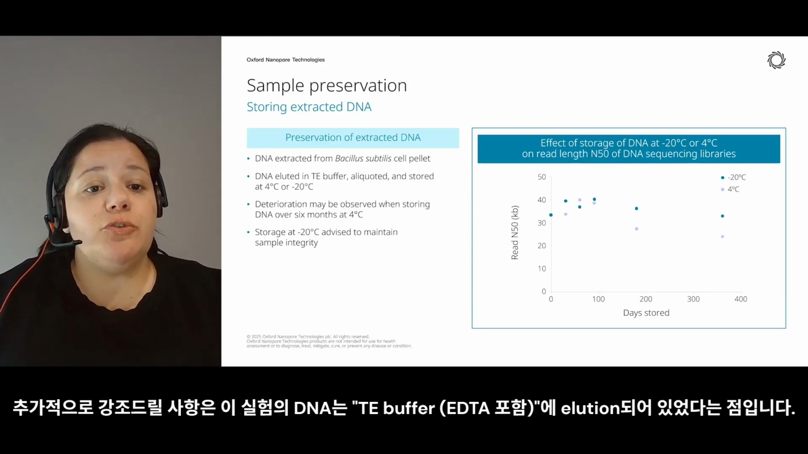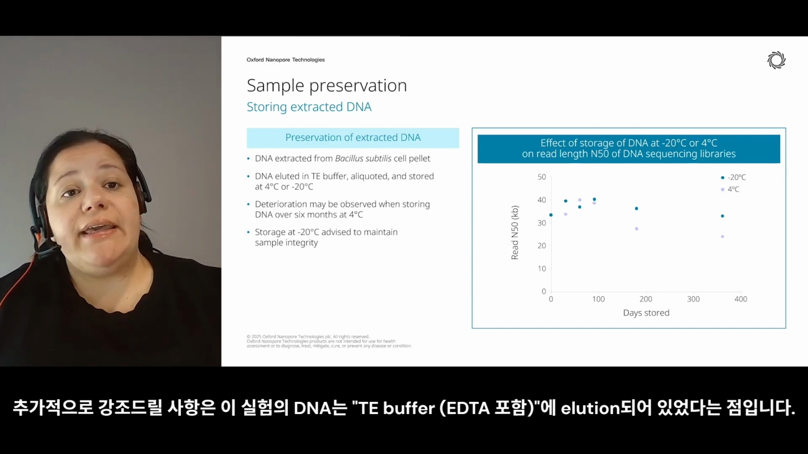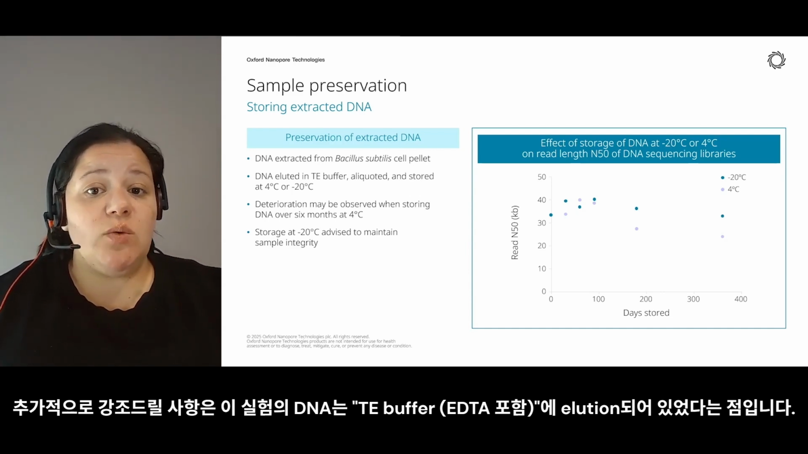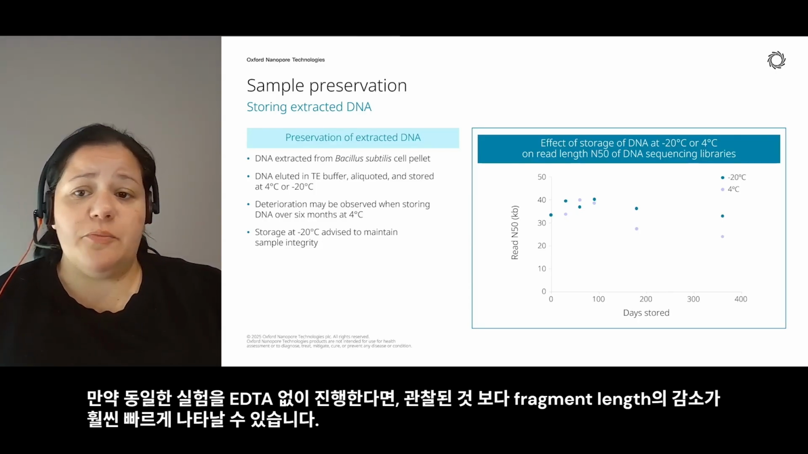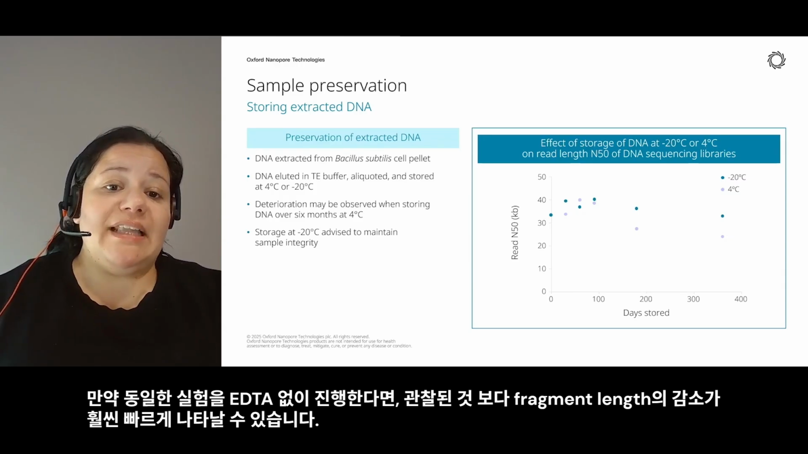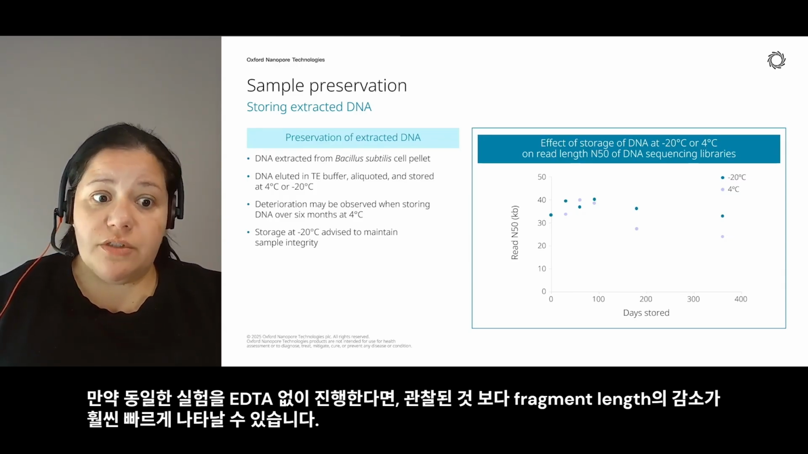It's also important to note that we've seen this with DNA eluted in TE, so EDTA was present. If you repeat the same experiment without any EDTA present, then the drop in the fragment length could be even faster than what we observed here.